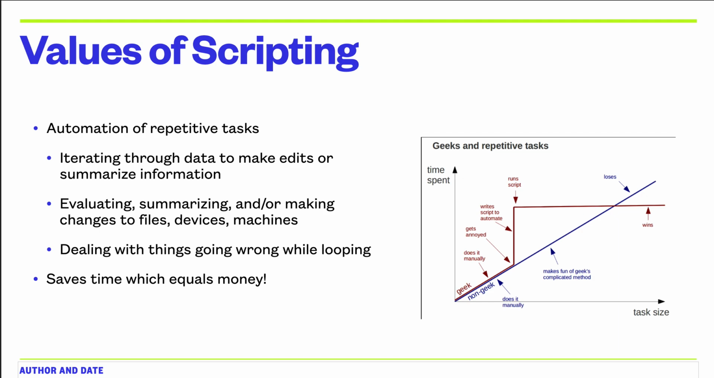From a business perspective, this is very important because this can save a lot of time, and of course time equals money. There is a chart on the right on this particular slide that tries to give a graphical view of this. On the red line, we have somebody who is capable of doing scripts. In the chart, they're called geeks. Derogatory term, but nonetheless, people who actually have technical skills to do things.